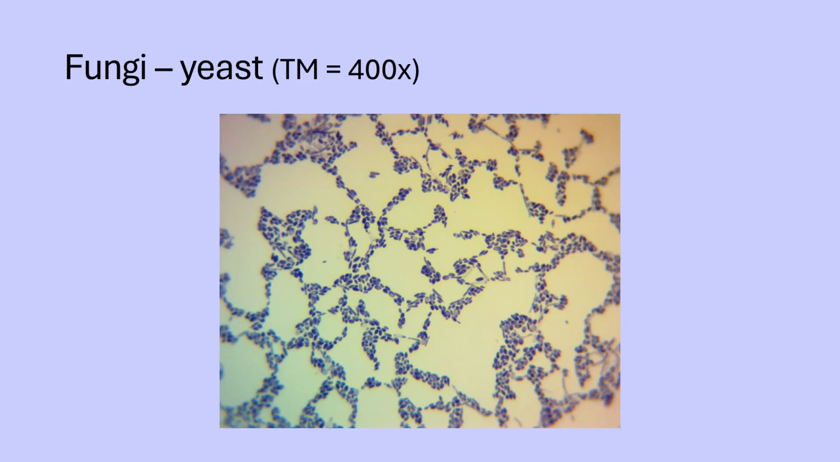It depends on what you're looking at as to what magnification you're going to look at. This is an example. Once again, this is a total magnification of 400 times, so the same as the previous slide. This is yeast. Yeast is single cell fungi. So each one of these little circles here is an individual yeast cell. A little bit bigger than the bacteria, but still small.